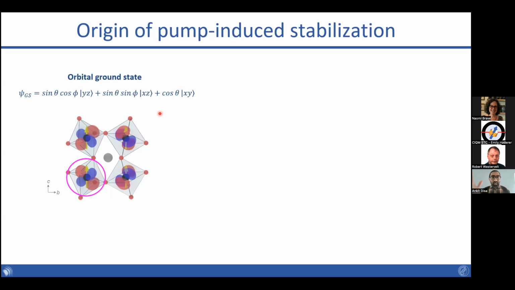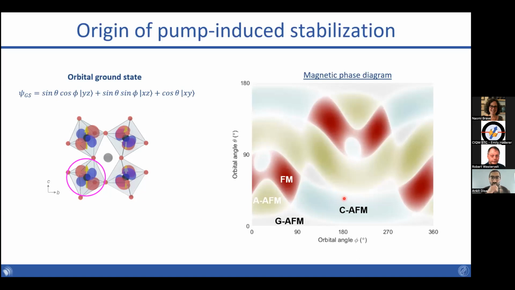And then you can make a kind of a magnetic phase diagram, which is shown here on the right, where the different colors indicate the different potential ground states. And here, these two axes correspond to the two different orbital angles, theta and phi. So most of this phase space is not physically accessible, but it shows you how complex these spin orbital interactions are. If you plot the equilibrium orbital angles onto this plot, you will get this black dot shown here.